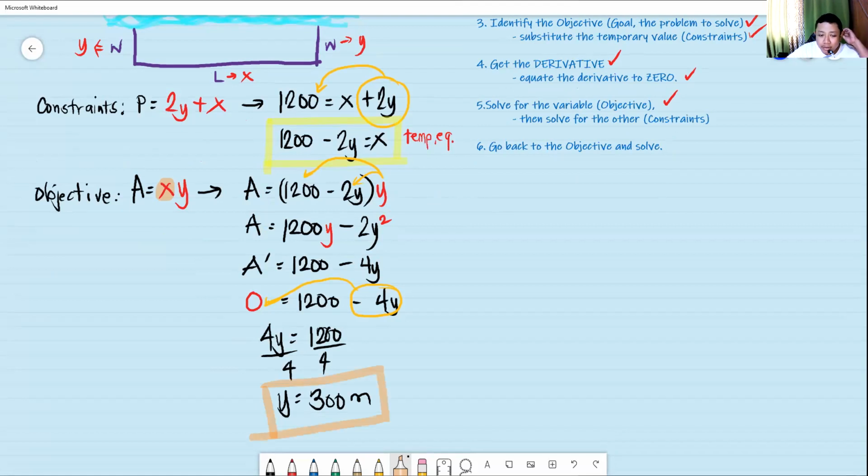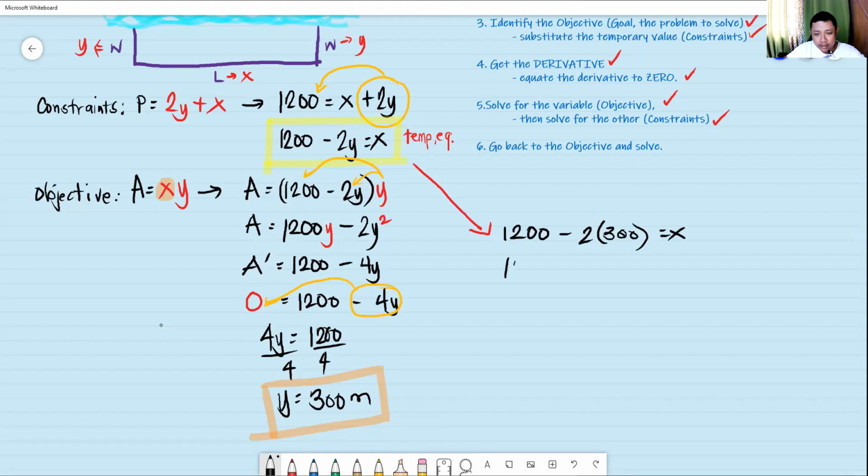And now, solve for the other variable from the constraints. So, balik na tayo dun sa temporary equation. Okay. So, this will become 1,200 minus 2 times our y, which is 300. Let's change it here. 300 is equal to x.